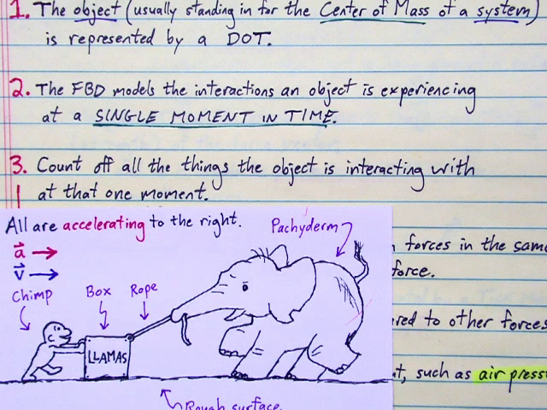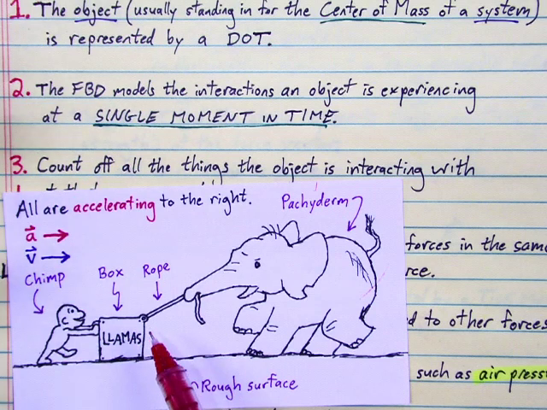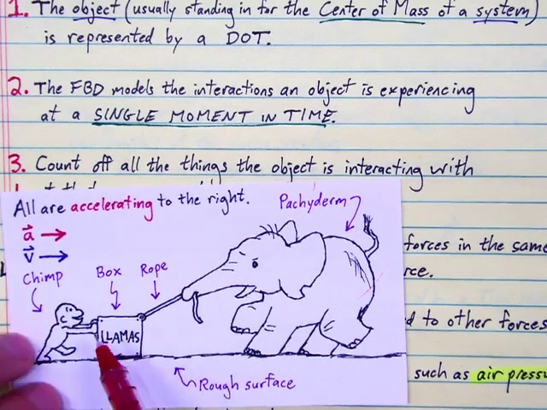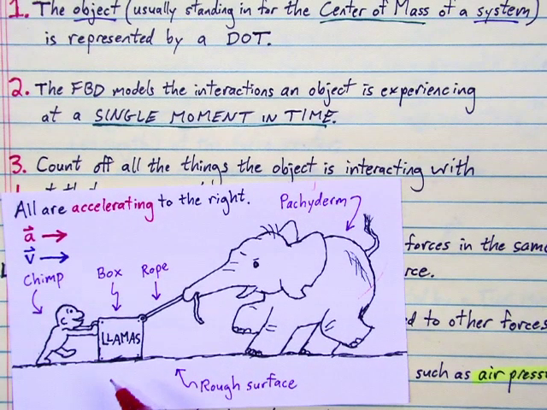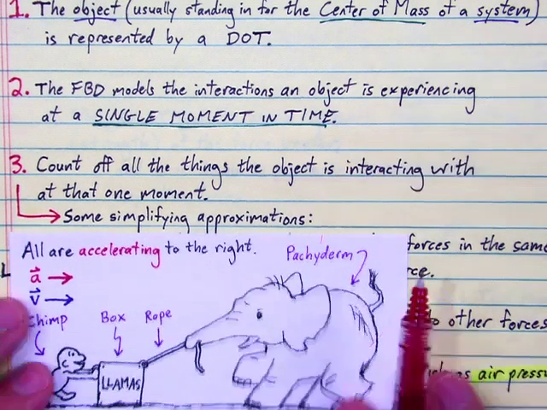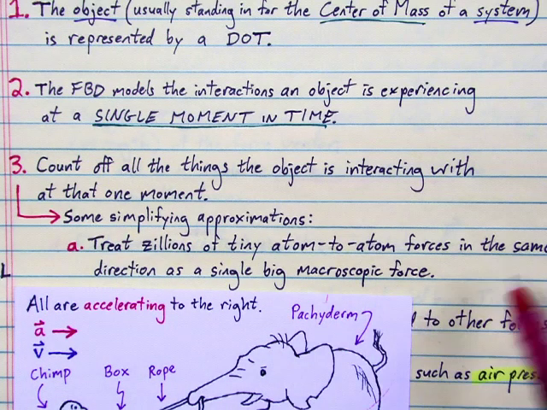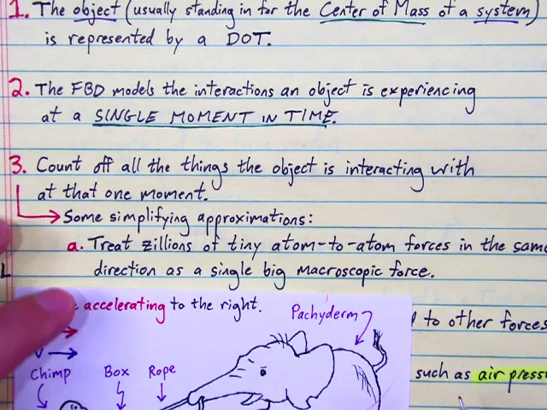At every moment, a macroscopic system actually experiences zillions of interactions between its atoms and the atoms in immediate contact with it, and every other atom in the universe through the long-range force of gravity, and it's impossible to keep track of every interaction. So we need a simplifying model. When modeling a set of interactions, we may compare their magnitudes and directions to make some simplifying approximations. Here those are. A. Treat zillions of tiny atom-to-atom forces in the same direction as a single big macroscopic force.